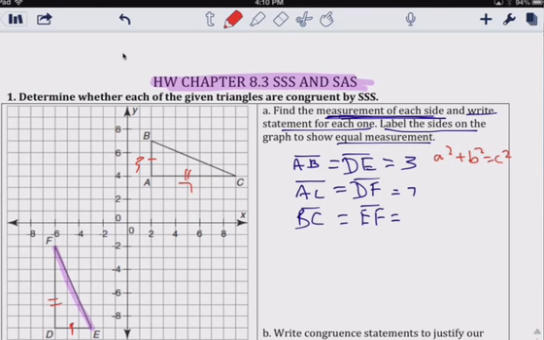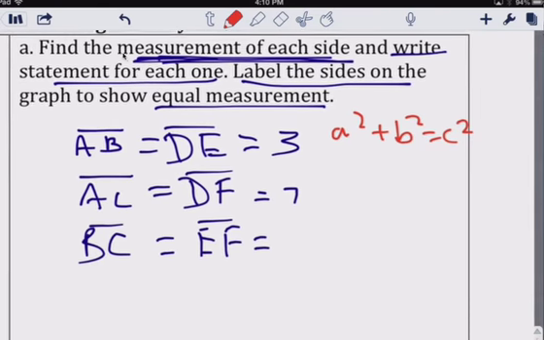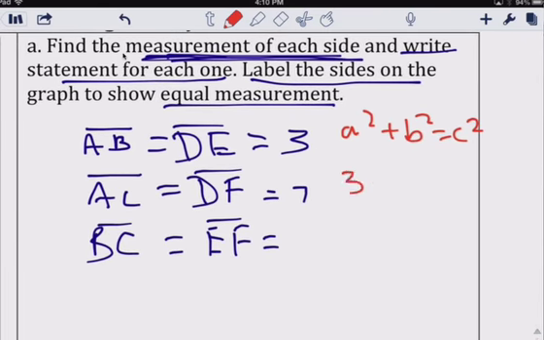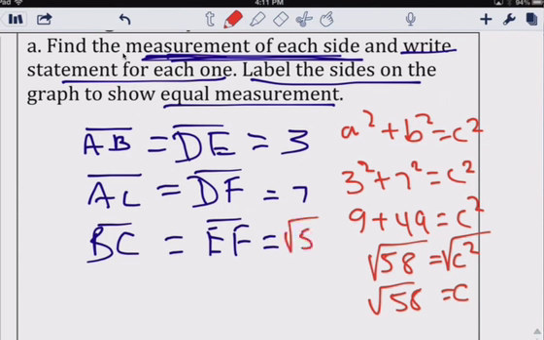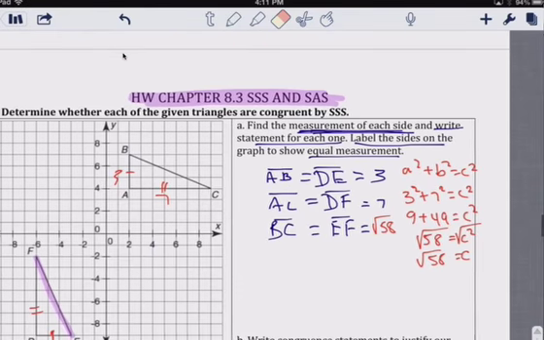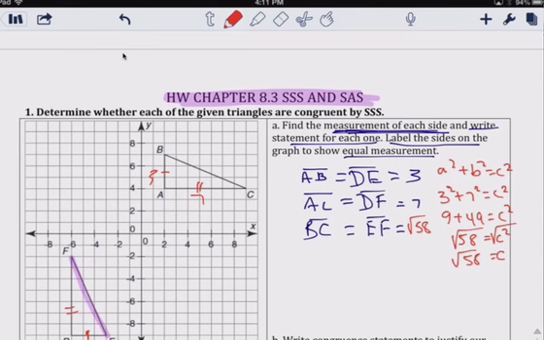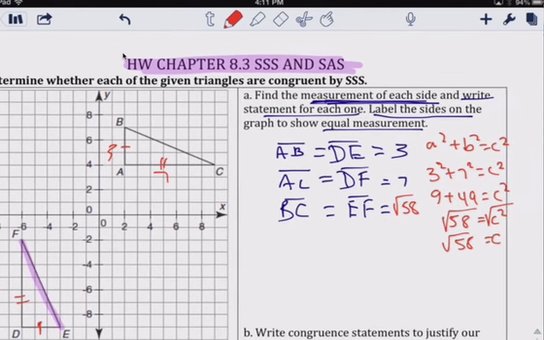Each one. All right. So you get A squared, which is 3 squared plus 7 squared equals C squared. 9 plus 49 equals C squared. 58 equals C squared. Square root, square root. C equals the square root of 58. This is the square root of 58. We don't need to use it to the tenth. It didn't say to put decimal. So we know that both of them are the same. Okay. Because they're both 3 and 7.